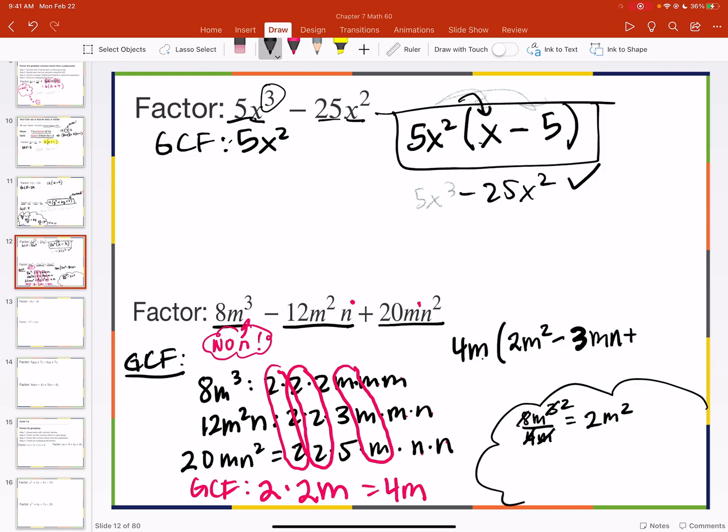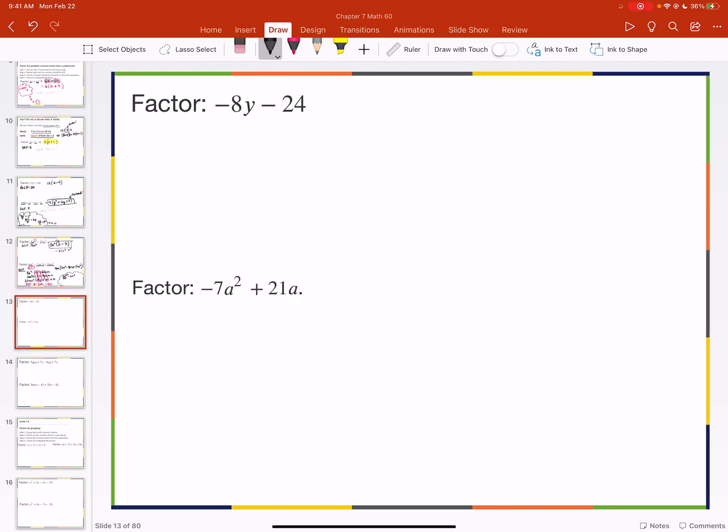Plus, and then here you have a 5, right? Because 20 divided by 4 is 5. The m, you already took that out, so then what's left is an n squared. All right, and you can check that. Let's do a few more, and then we'll be done with this factor by GCF.